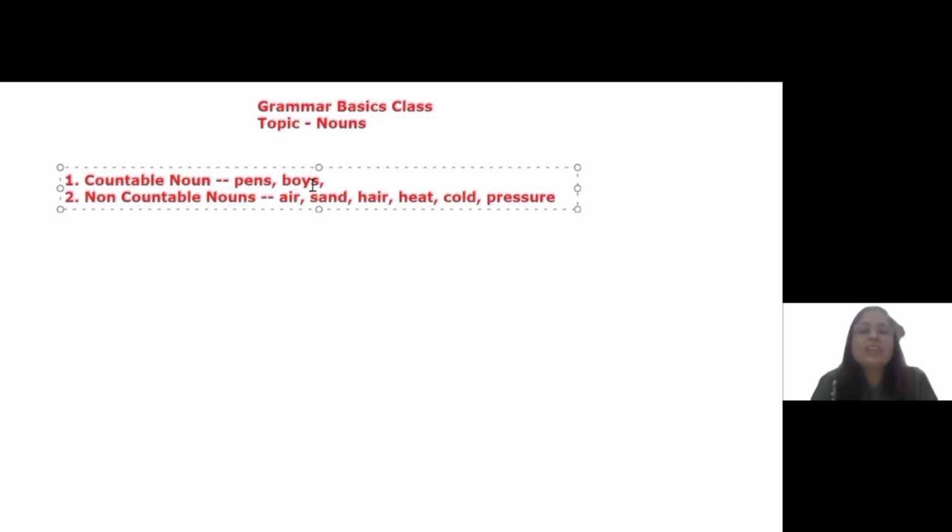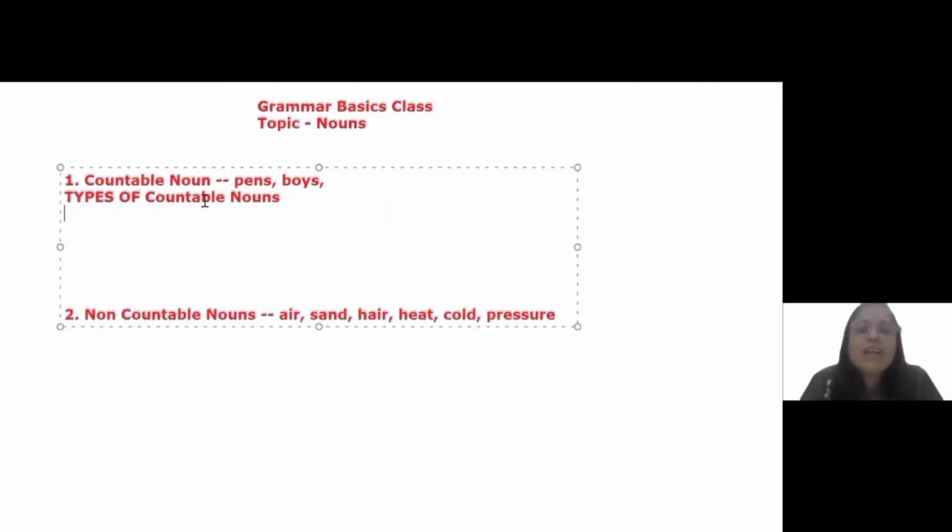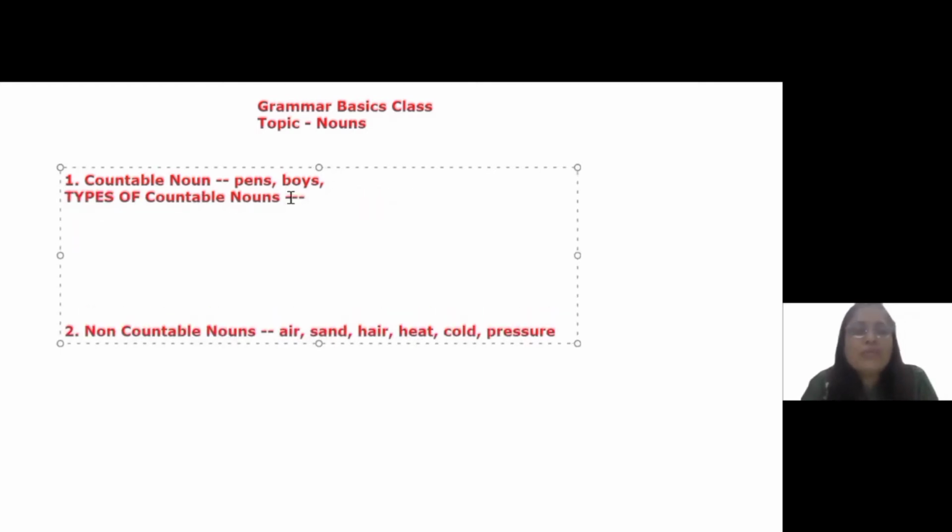The first category that I'm going to take up is countable nouns. Types of countable nouns. The first type of countable noun is a common noun. Why is it called a common noun? Because it is a common name given to a number of nouns.